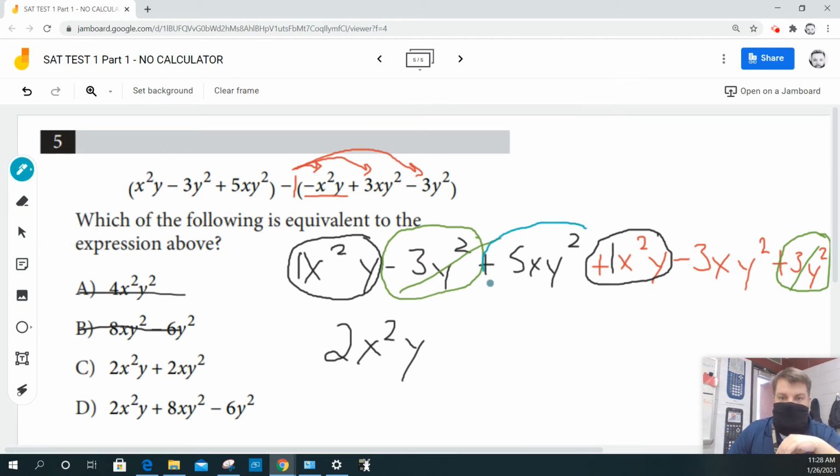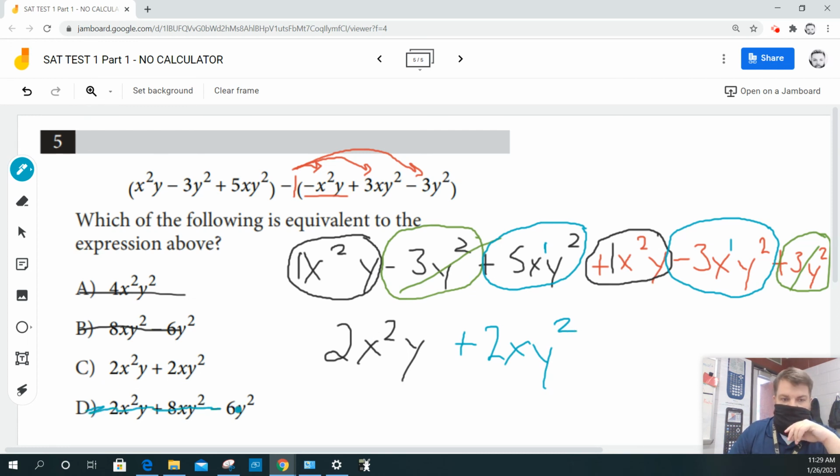And then the last term I have to work with is x to the first power, right? We don't write it down, but it's there, x to the first power. So positive 5x to the first power y squared. And then I also have over here another x to the first power y squared with a coefficient of 3. What's 5 minus 3? Positive 2. So that becomes 2xy squared.